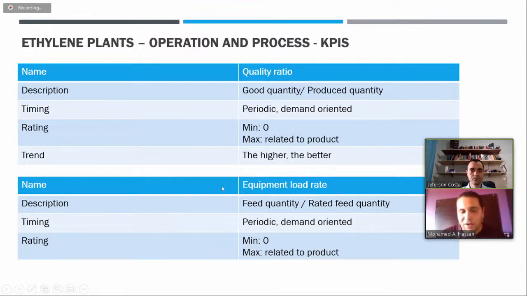The fourth one is the equipment load rate, which can be calculated as the feed quantity over the rated feed quantity, and it is a ratio parameter. We don't have a specific trend for the equipment load rate, but we need to measure it. For example, I need to know whether this equipment has 70% load or 80% load. It should be included in the performance of the plant because it can be used in the reliability of the plant.